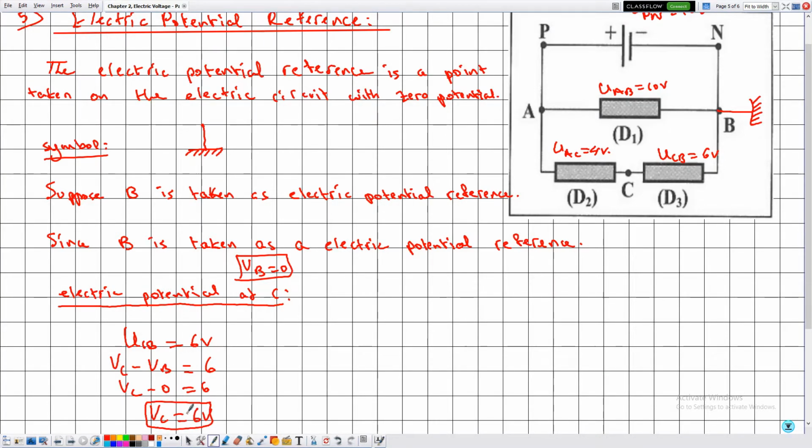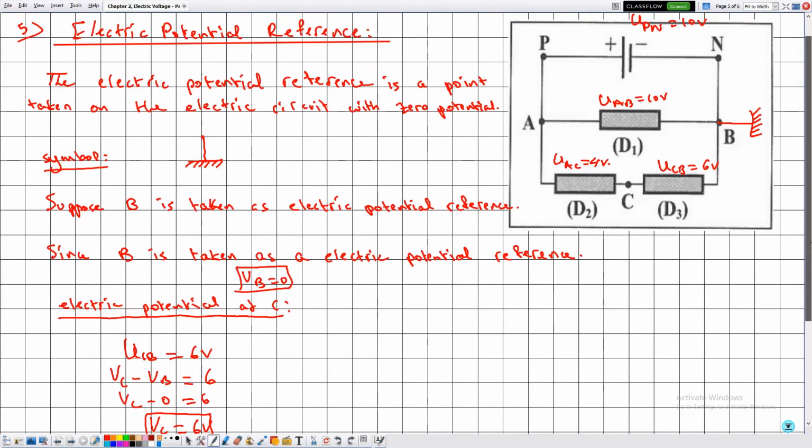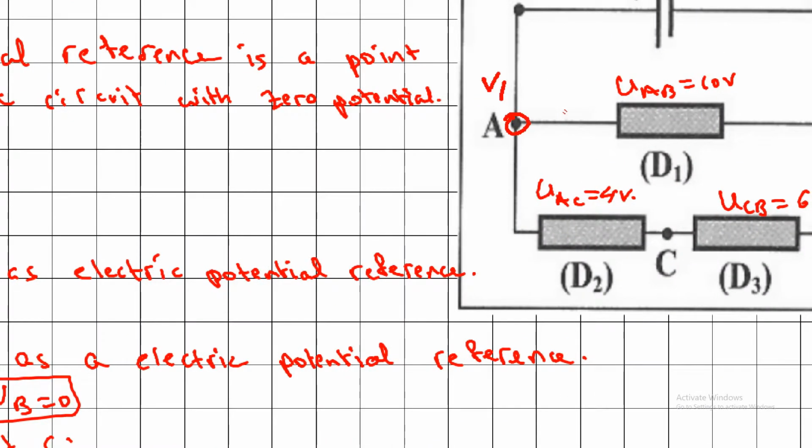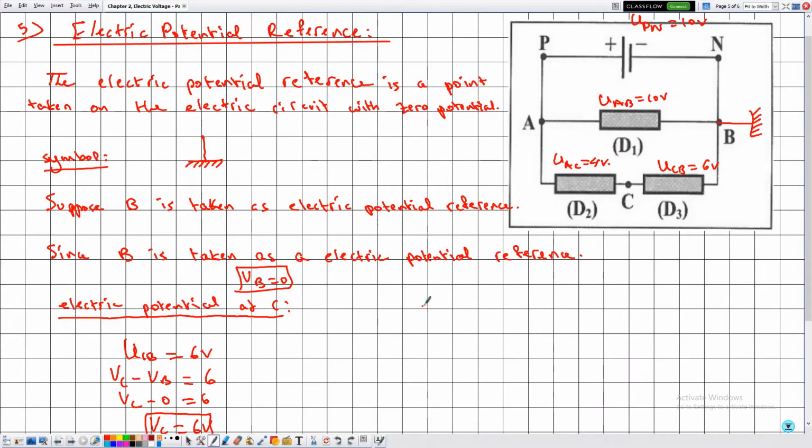Now consider also another example. Suppose that we are interested in determining the potential at the point A, which is VA. So let's say the electric potential at A.